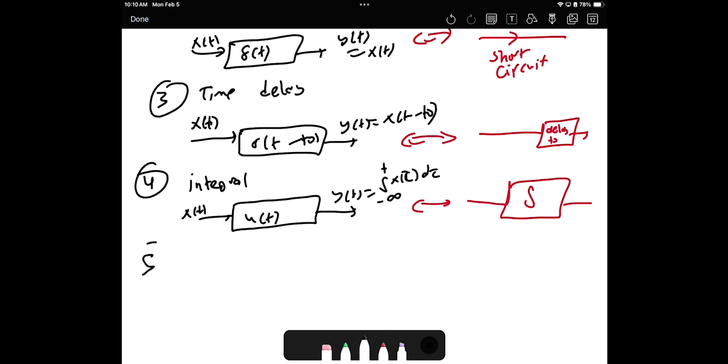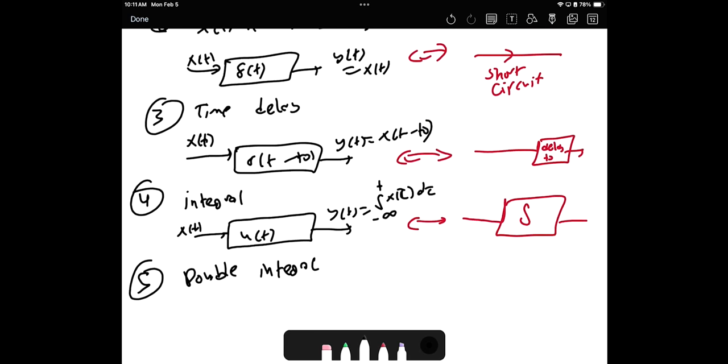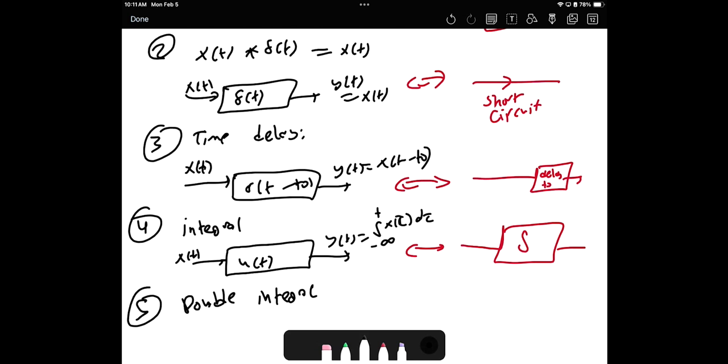Now, the other thing, which is the double integral. So the double integral is made by using r of t. Here I forgot to write the time delay: x of t convolved with delta of t minus t0 equals x of t minus t0. Here for the integral, x of t convolved with u of t equals the integral from negative infinity to t of x of tau d tau.